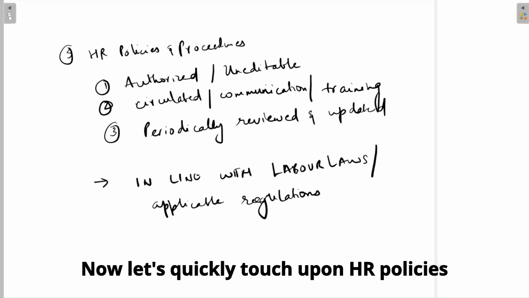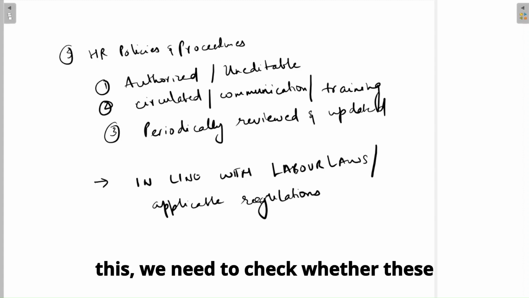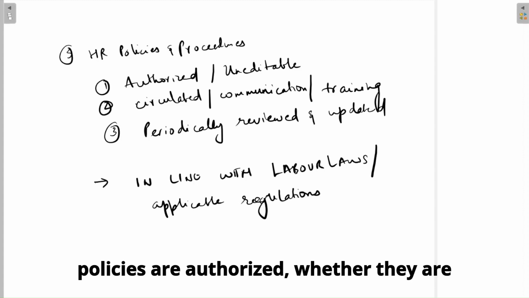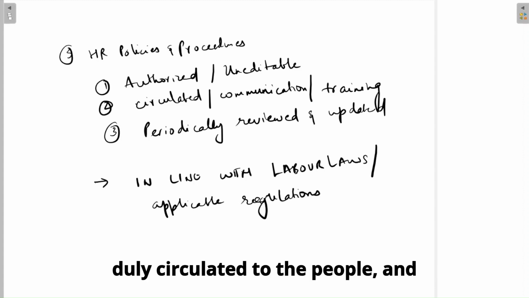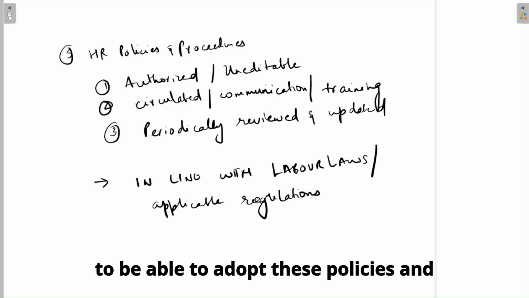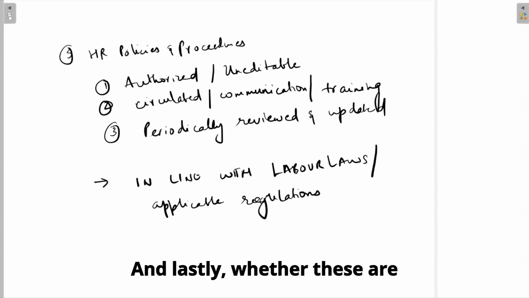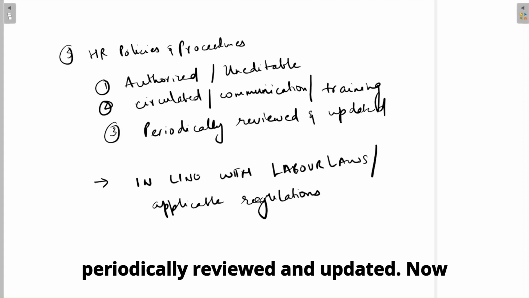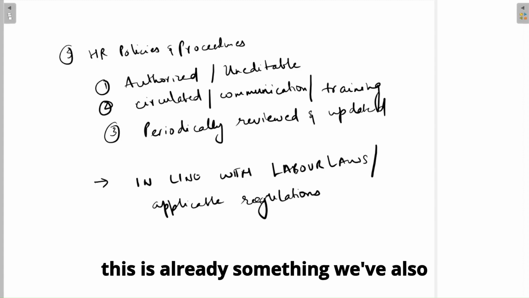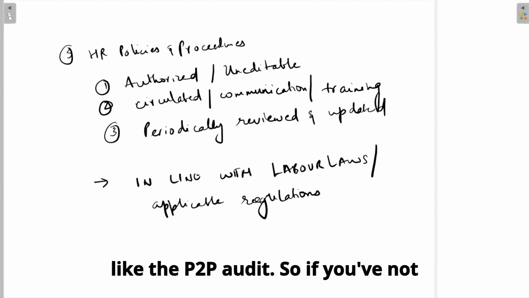Now let's quickly touch upon HR policies and procedures. So when we are auditing this, we need to check whether these policies are authorized, whether they are duly circulated to the people, and whether training is provided to the staff to be able to adopt these policies and procedures in the day-to-day operations, and lastly whether these are periodically reviewed and updated. Now, this is already something we've also covered in our other how to audit series like the P2P audit.